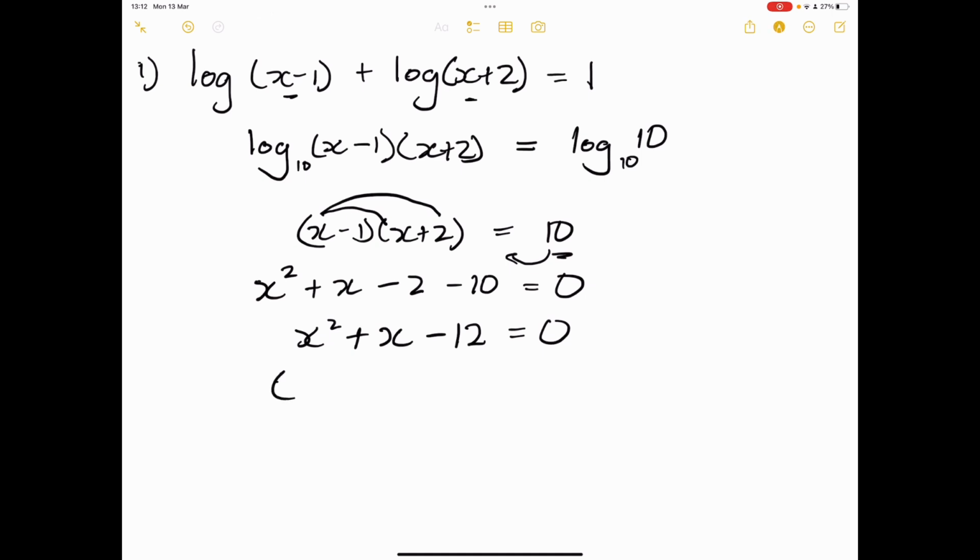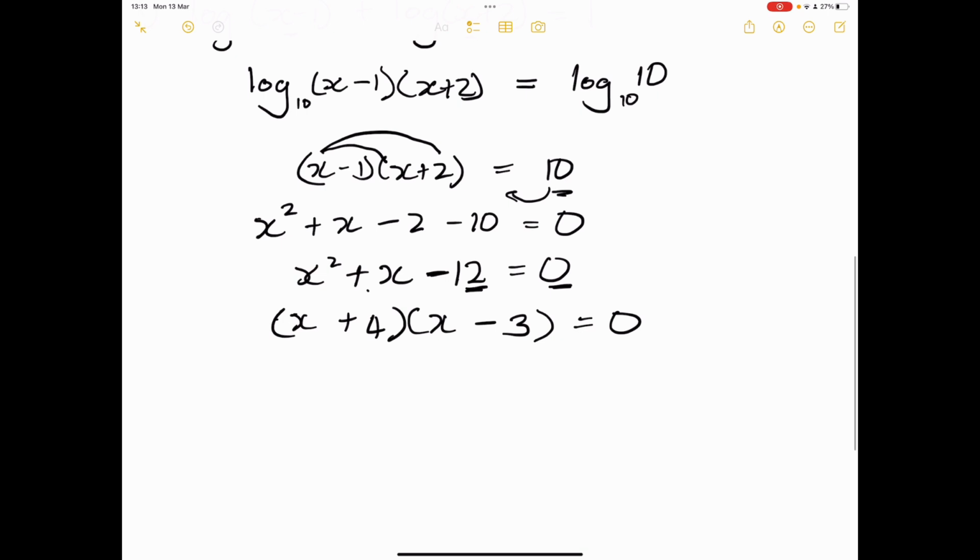Now we can factorize because we've got 0 on the other side. So we've got x and x over there, factors of 12 such that when we subtract them, give us 1. That's going to be 4 and 3. And of course, it means that this will be positive and that negative. If you haven't watched our video on factorization, this would be a good time. So x is equal to negative 4, or x is equal to 3.